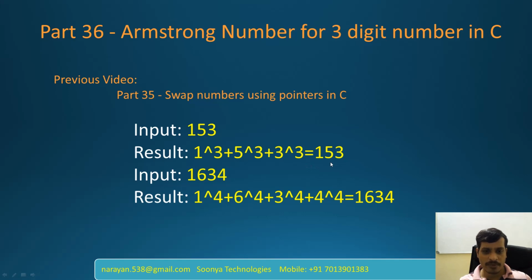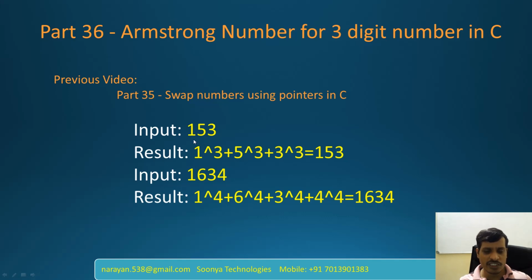153 is an Armstrong number. Here we have another number, 1634. It contains 4 digits: 1, 6, 3, 4. We need to do the sum of the fourth power of each digit, like 1 power 4 plus 6 power 4 plus 3 power 4 plus 4 power 4 equal to 1634.